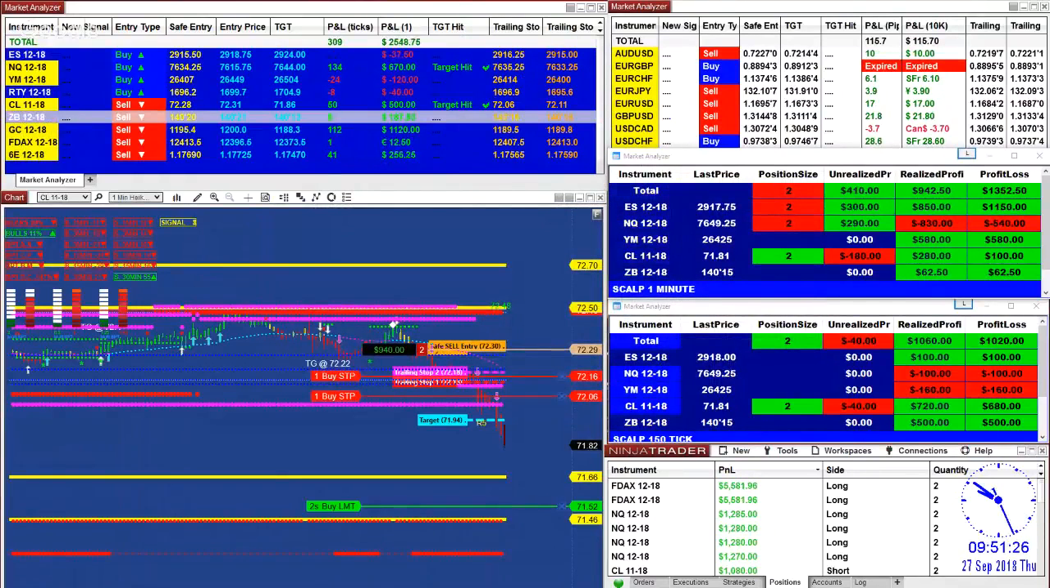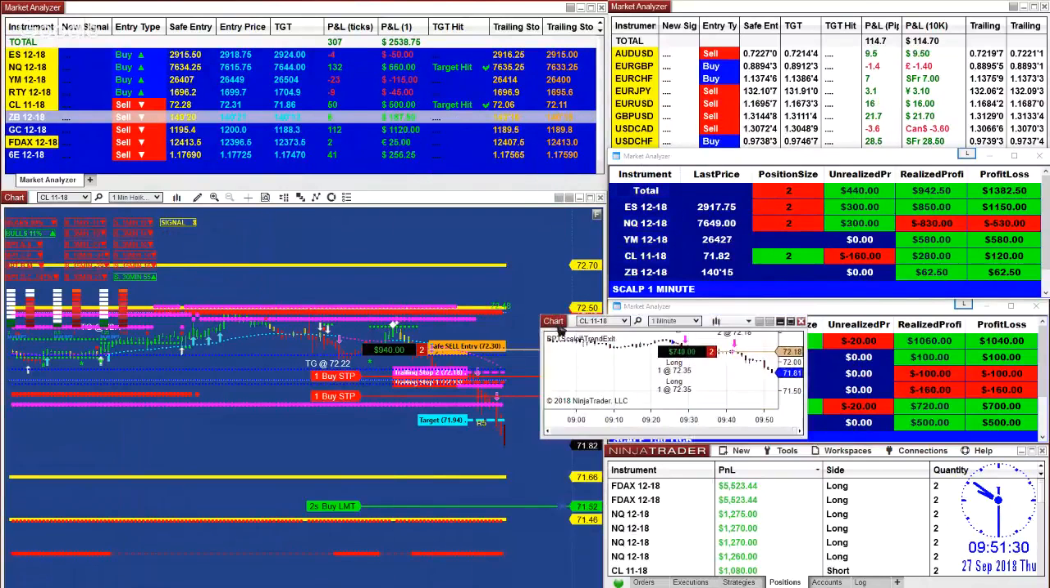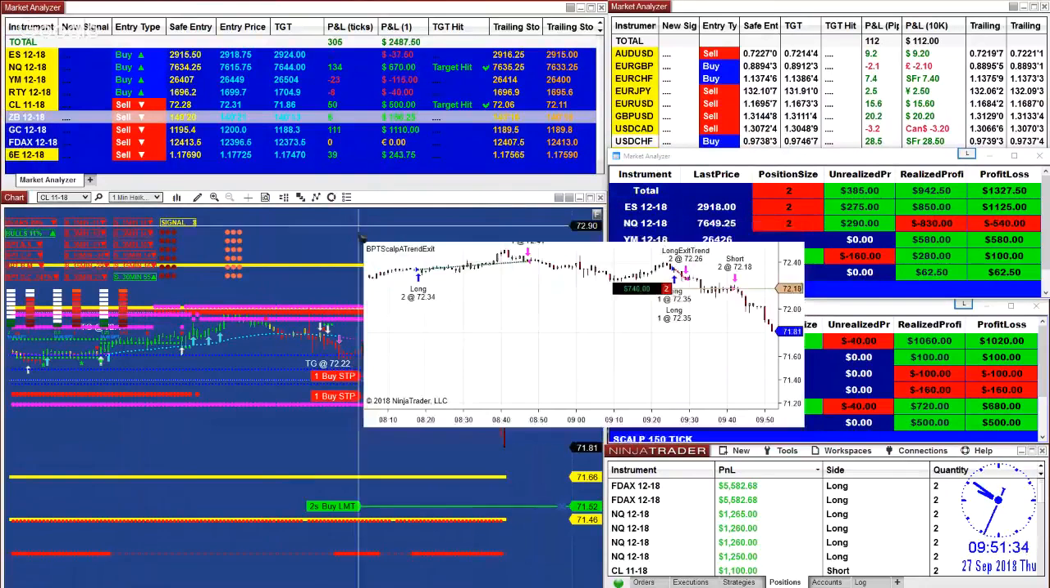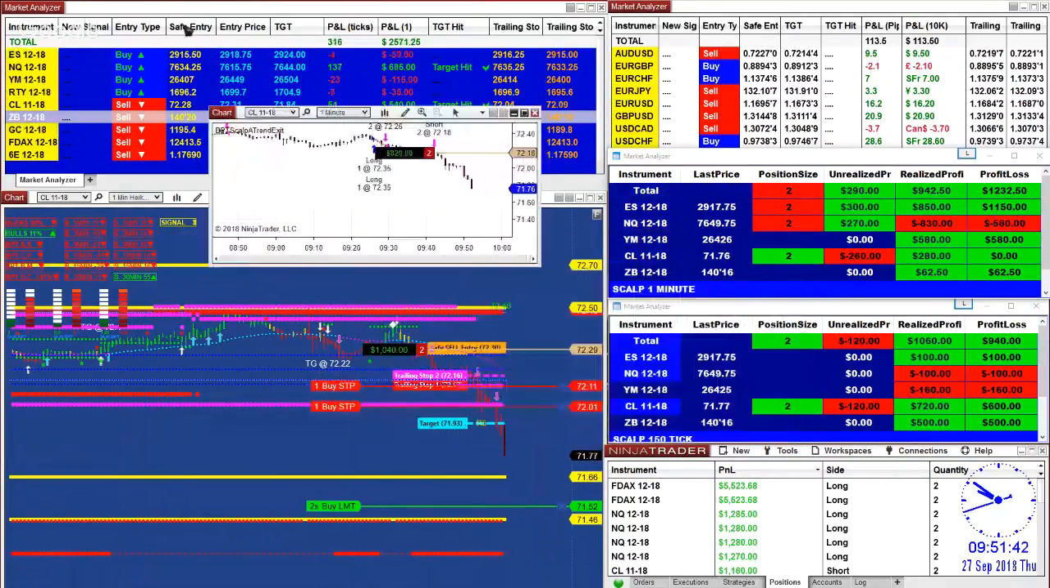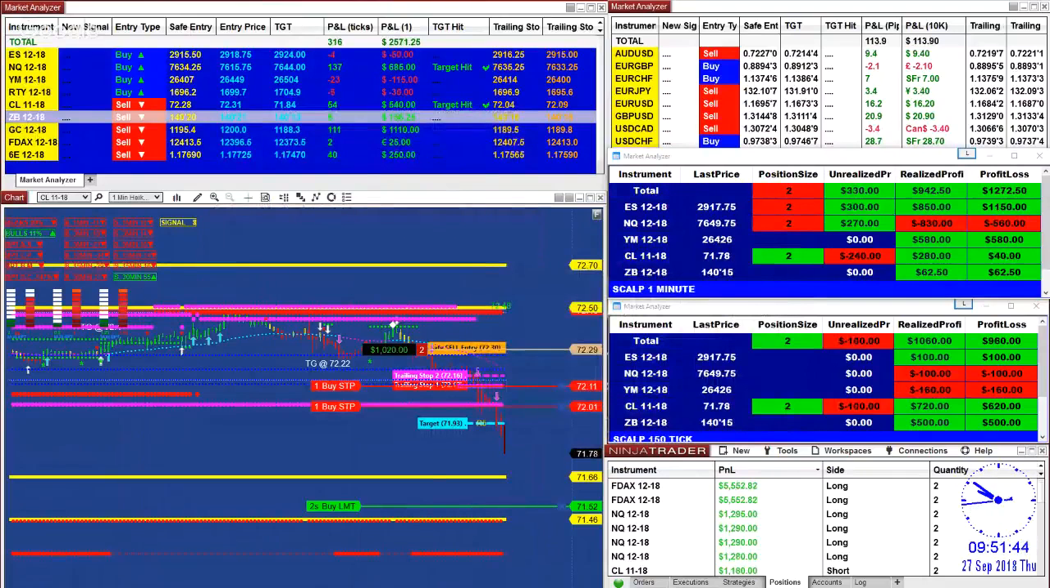We have the CL taking the trade based on 1 minute. This is the swing trading, and we are on that trade based on a 1 minute. And on that trade right now, we have $720. And we can go on and on.